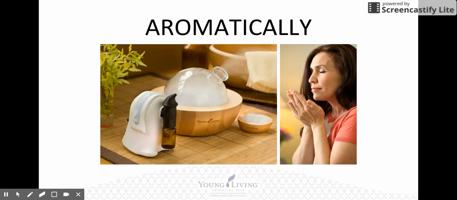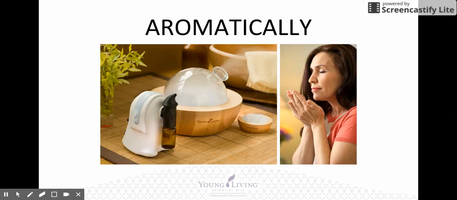aromatics. So for aromatics, you need a diffuser, which the starter kit comes with. This is one of my favorite ways to use essential oils. Many of us have had times where a smell triggers a memory, like freshly baked bread, pine needles, or spring flowers can easily take you back to some positive time in your life. And essential oils are essentially the same thing.